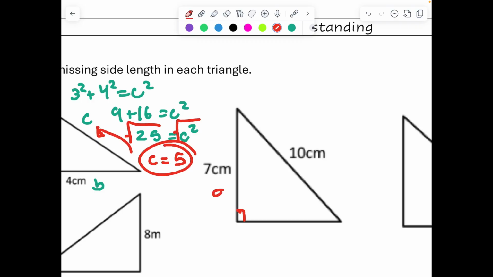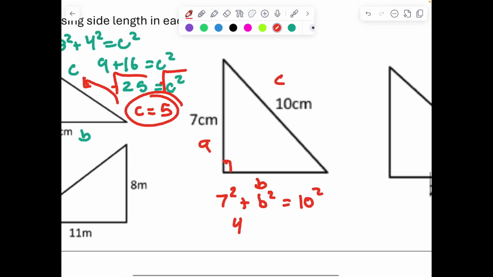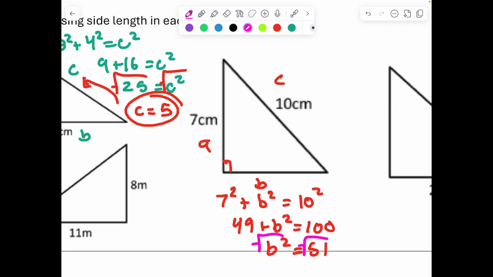With this triangle, we have A, B, and C. So 7 squared plus B squared equals 10 squared. So 49 plus B squared equals 100. 100 minus 49 is going to get us 51. And then we can square root both sides of that equation to get 7.1.